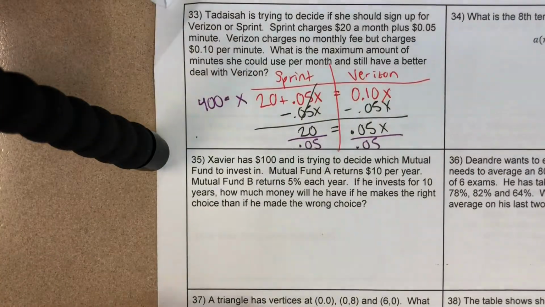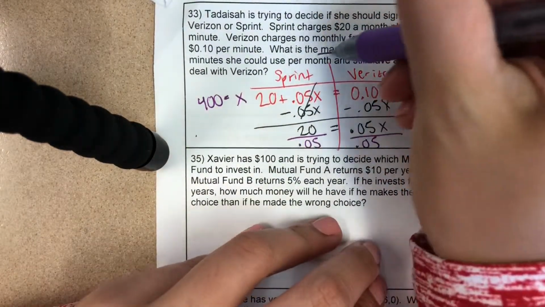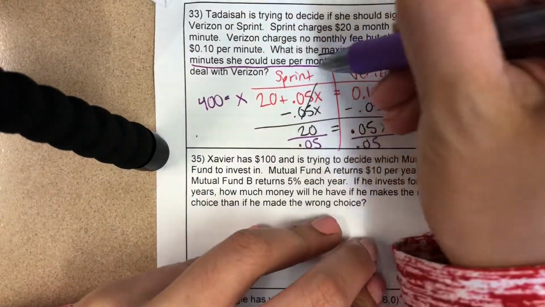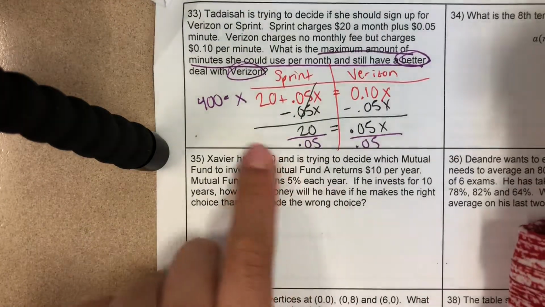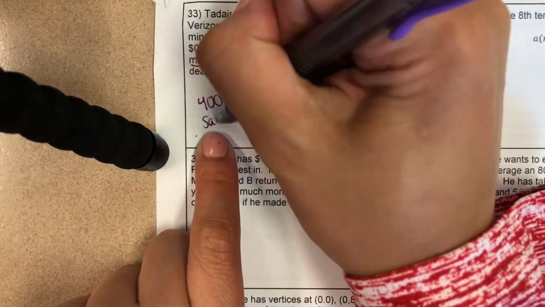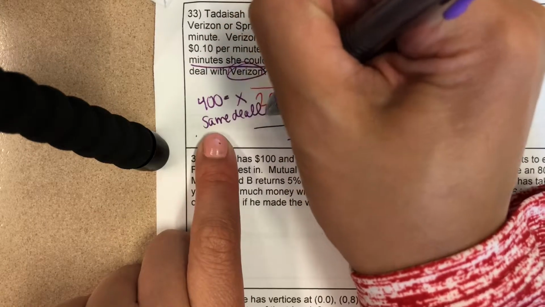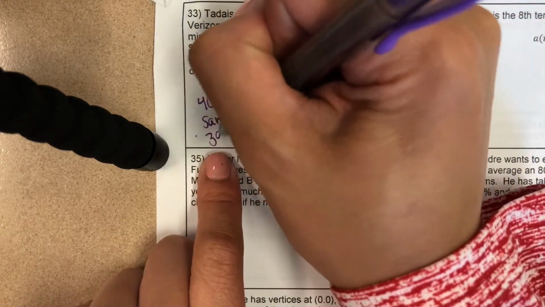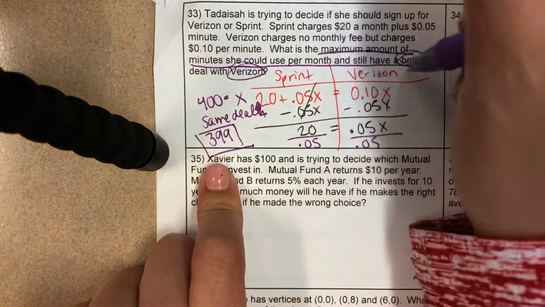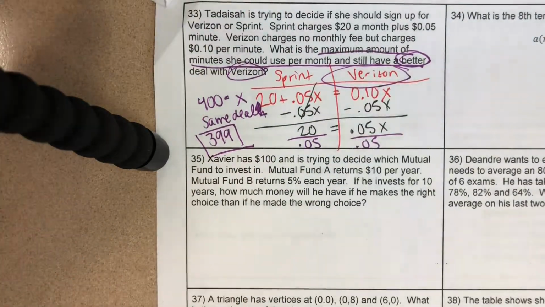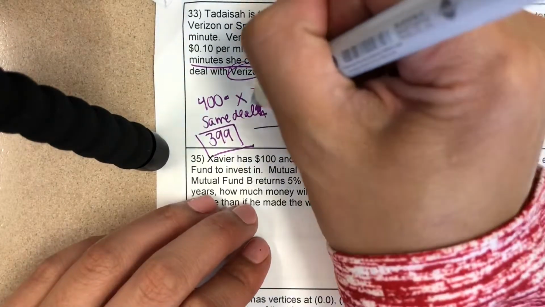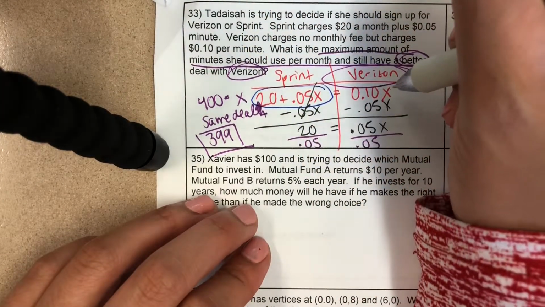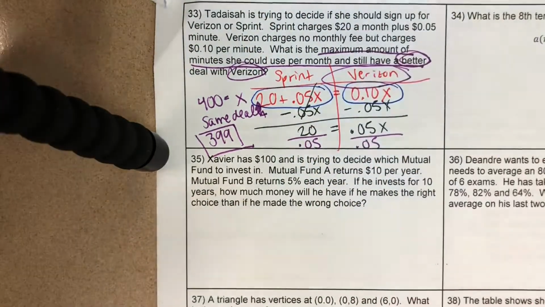But I'm not done yet, because the question says, what is the maximum amount of minutes she could use per month and still have a better deal with Verizon? So at 400, they're the same deal, but if I do one less, 399, the deal with Verizon would still be better. Another way that you could do it is I could plug in these 2 equations that I have, 20 plus 0.05x and 0.10x.